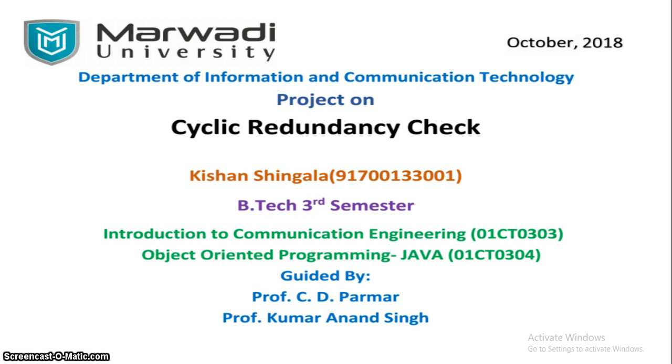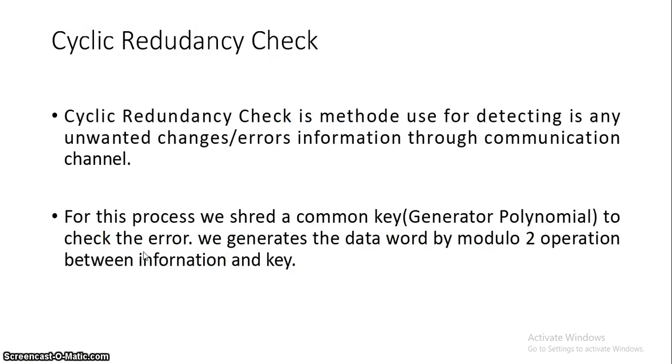Today I will explain cyclic redundancy check, which was assigned as a term project for Java and Introduction to Communication Engineering. Let's see what a cyclic redundancy check is. A cyclic redundancy check is basically used for error detection and correction. Through this CRC, we can detect errors and also correct the errors generated in a transmission channel.